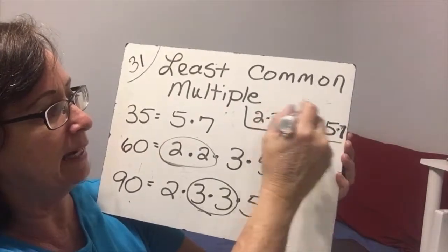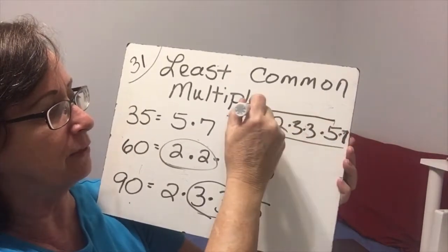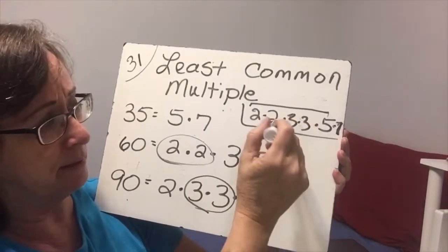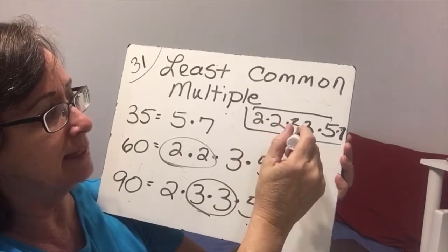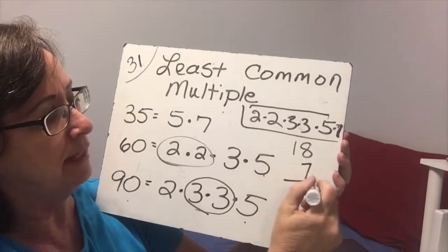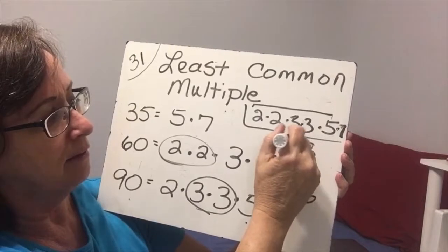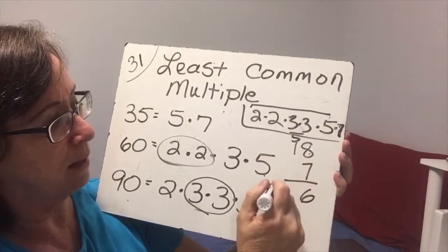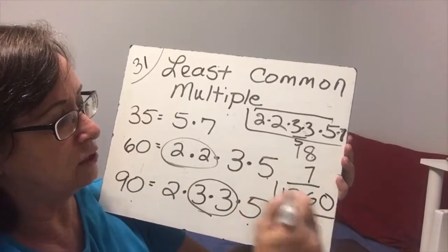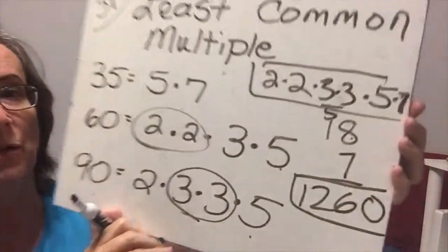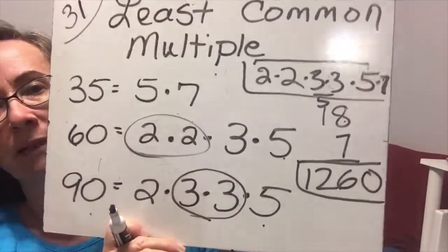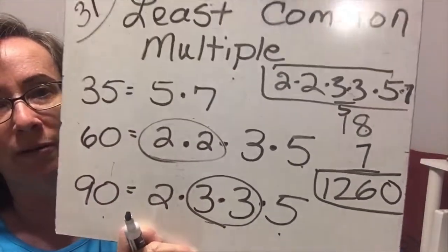So when we look at it, I'm going to do the 5 and the 2 together because that's a 10. And then I'm going to have 2 times 9 is 18. And 18 times 7 is 126. And then I tack on the 0 for the 10. And I should get 1,260 as my least common multiple for that set.